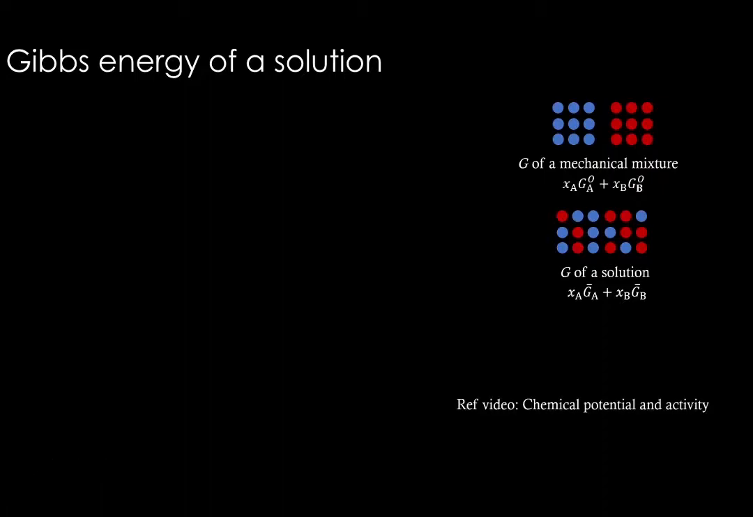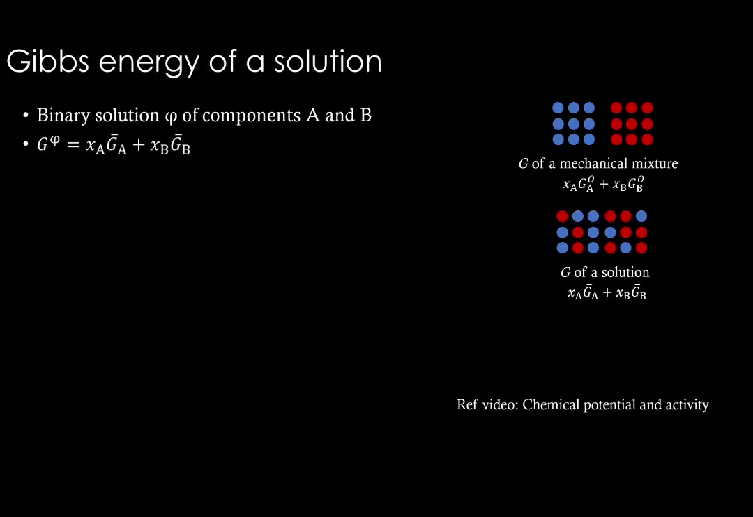What if these elements are mixed and form a solution like this, an atomic level solution? What is the Gibbs energy of this solution? It's going to be like this: XA GA bar plus XB GB bar. GA bar is nothing but the Gibbs energy of A in the solution, right? It's partial molar Gibbs energy or chemical potential. We have seen that in the video on chemical potential and activity. So this is the Gibbs energy of solution. This solution, let's call it phi. It's a binary solution of A and B, two elements. So the Gibbs energy of the solution is G phi.